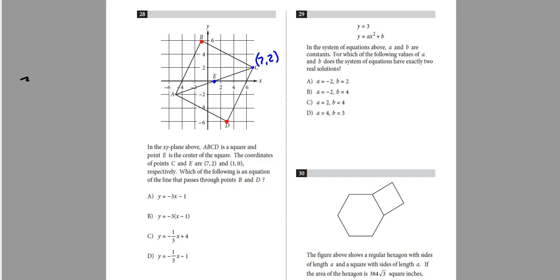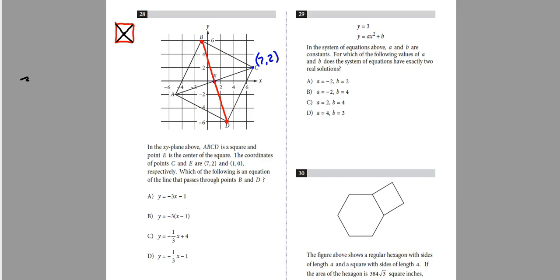Now, I do know one thing about a square. In every square, if you cut corner to corner, the diagonals cross each other at each other's midpoints. That isn't super critical, but it is true. So I know this is going to cut down something like that. If I want to find the equation of line BD, there are basically two things I need.